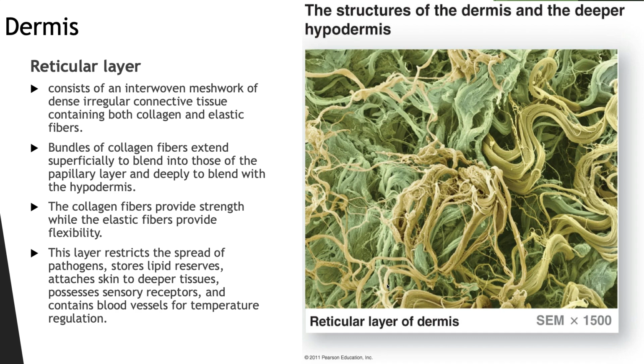Underneath that, you have the reticular layer, which consists of an interwoven meshwork of dense, irregular connective tissue containing both collagen and elastic fibers. You have bundles of collagen fibers that extend superficially, which means above it, to blend into those layers of the papillary layer and deeply to blend with the hypodermis. Collagen fibers help to provide strength, while the elastic fibers help to provide flexibility. Okay. It also restricts the spread of pathogens, helps to store lipids, attaches skin to the deeper tissues beneath it, possesses sensory receptors, and contains blood vessels for temperature regulation.